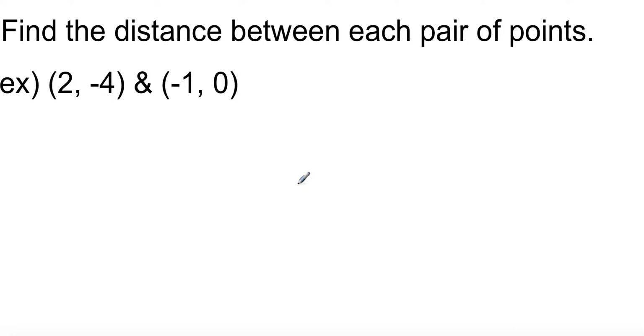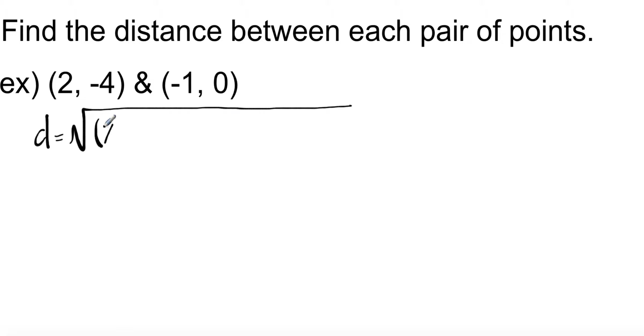Here's our directions. Find the distance between each pair of points, and we've got the points (2, -4) and (-1, 0). The distance formula is represented by a lowercase d, and it's a big square root, and it's x2 minus x1 squared plus y2 minus y1 squared.